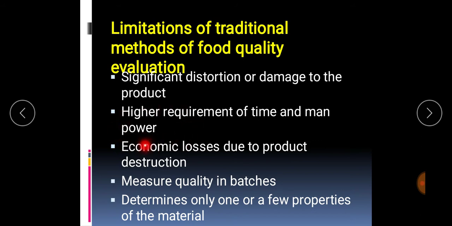There is also some loss of money and major quality in batches. We have to take batches because it cannot be a continuous process. We have to measure it batch-wise. Then, it determines only one or a few properties of the material. We can't determine all the properties of that material because there exist some limitations in this traditional methodology.